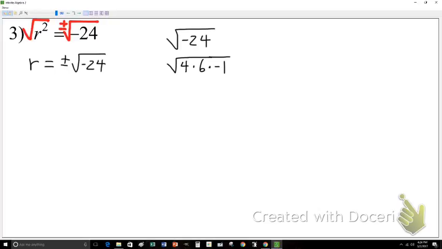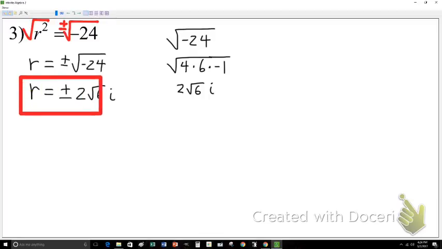So the square root of 4 is 2. The square root of 6 is just going to stay as the square root of 6. It's irrational. And the square root of negative 1, recall that we noted that we would call that i, okay? So now I can rewrite the result of my equation as r is equal to plus or minus 2 square roots of 6i.